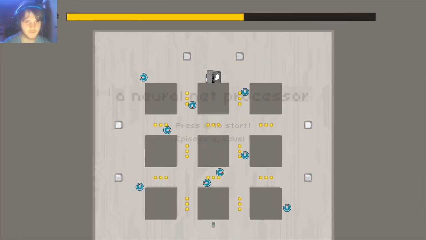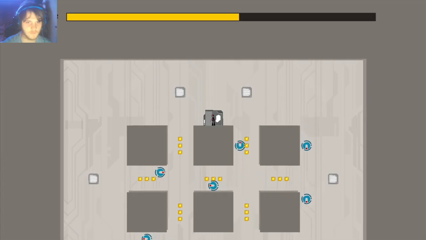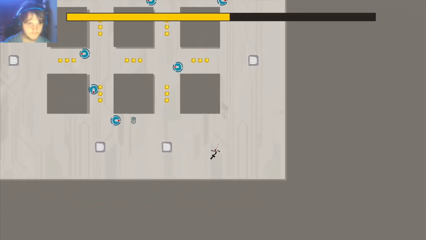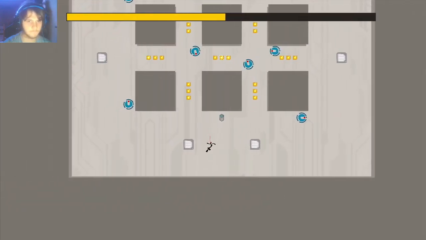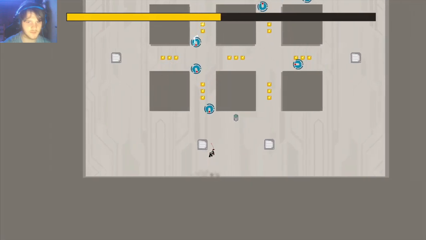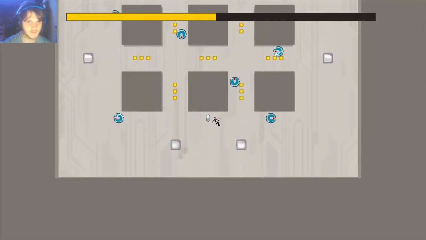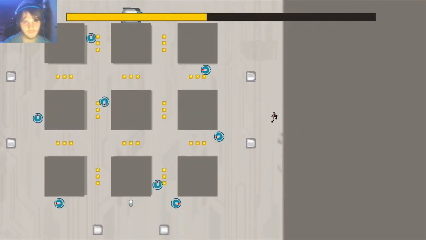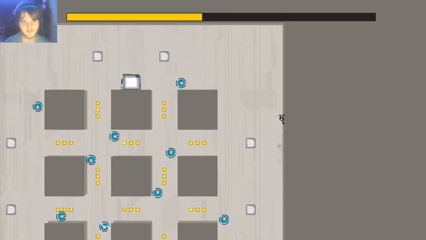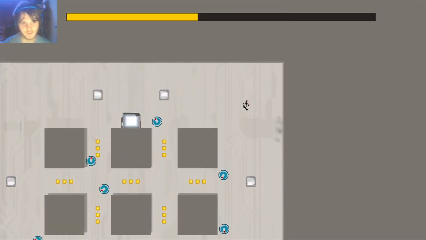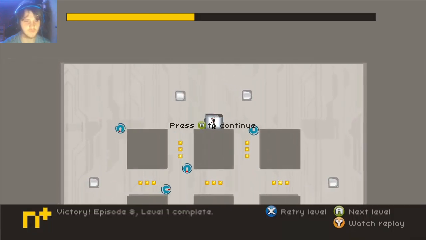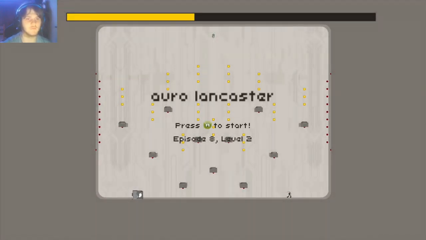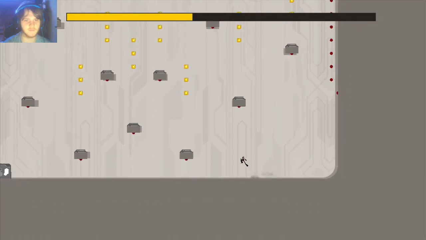Oh, a neural net processor. Oh, how about bloody terrifying? That's what this is. It's supposed to be like a simulation of a computer processor, because this is not what it's like at all. It's not terrifying. But I could just cheat by going around the side. Which is cheating. Because I'm too scared to go through the middle. Okay.